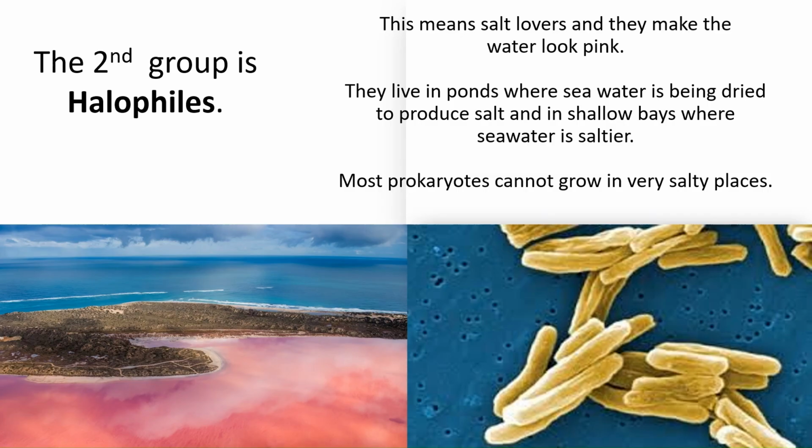The second group is halophiles. This means salt lovers and they make the water look pink. They live in ponds where seawater is being dried to produce salt and in shallow bays where seawater is saltier. Most prokaryotes cannot grow in very salty places.